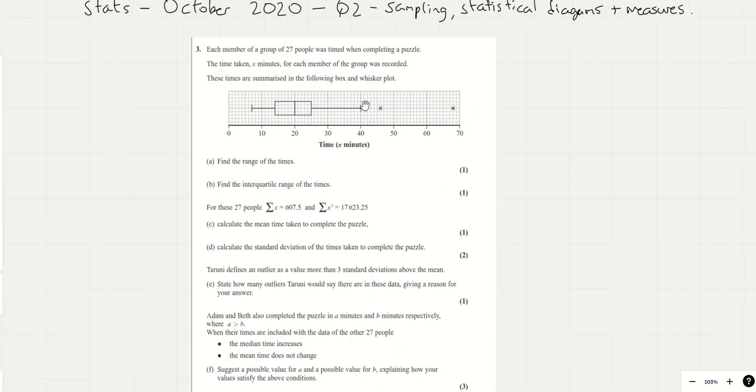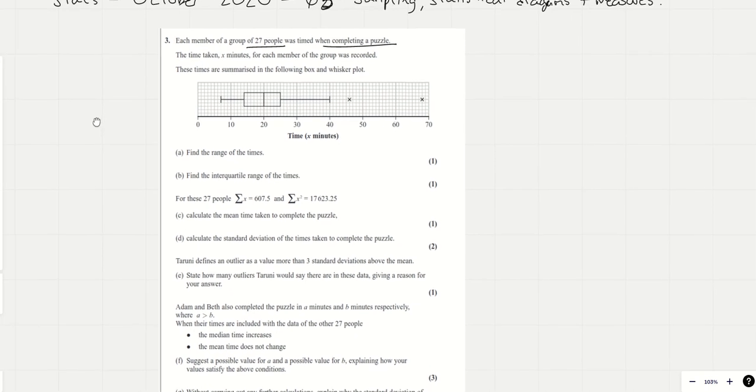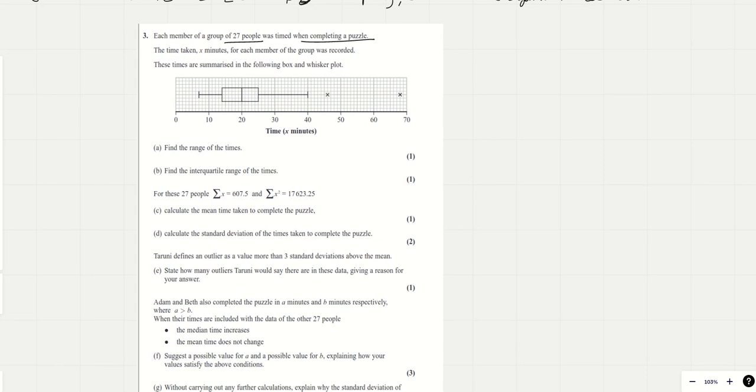I've said question 2 here, but it is in fact question 3. Let me change that first. It's quite clearly question 3. And once again, it's about box plots, so there's a bit of a theme picking up here. Okay, so this is a group of 27 people, time taken to complete a puzzle. At least we haven't got any large data set stuff in here, it would sound like.